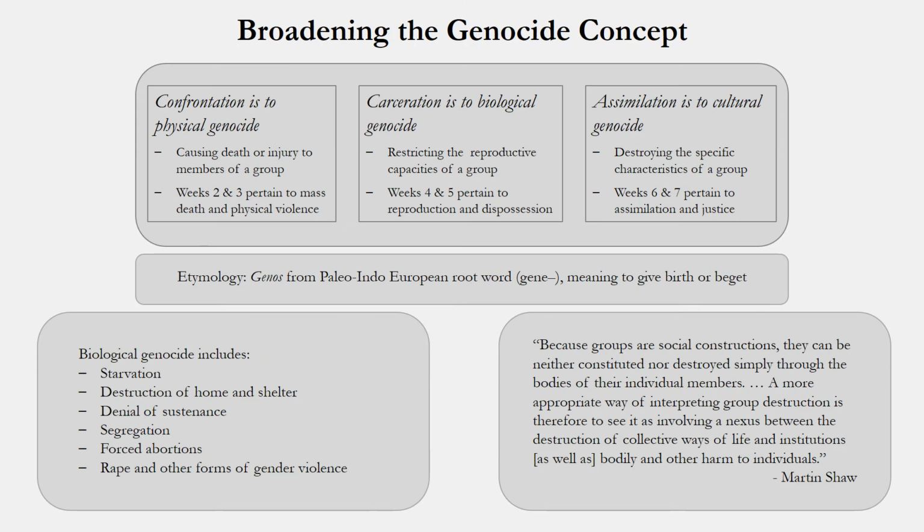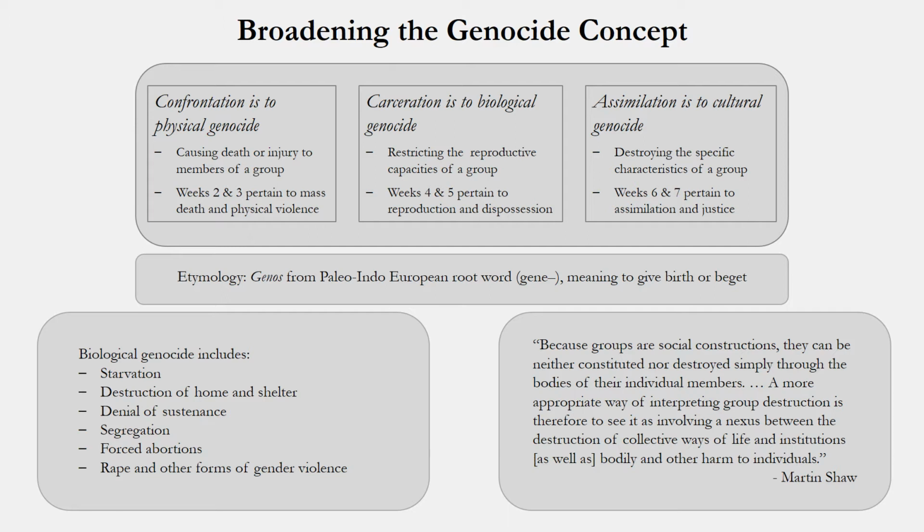The top half of this slide should look familiar, as it outlines the conceptual structure of our course, based on the correspondence between Patrick Wolfe's phases of settler colonialism and Lemkin's tripartite framework of genocidal techniques. As you can see, we are entering the second part of this structure, looking at the strategy of carceration and the technique of biological genocide designed to restrict or interdict the reproductive capacity of a group. This reproductive dimension is key to genocide.